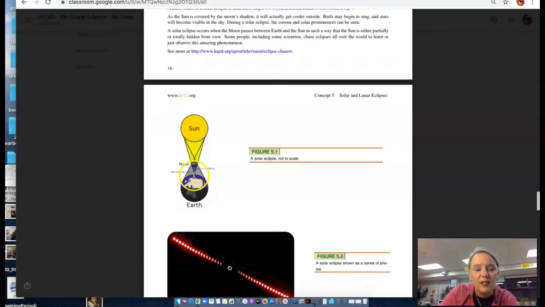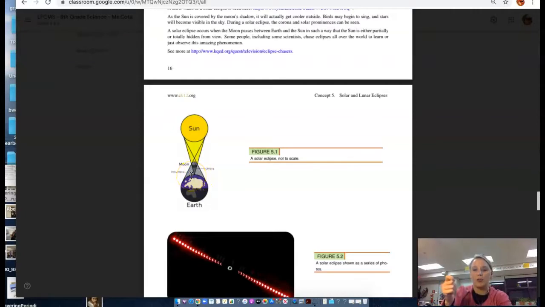This little pinpoint is the only place on Earth where you're actually going to see a total solar eclipse. If you're over here in this shadow, you're going to see a partial eclipse. But only the people on this little pinpoint, and it kind of wraps around the Earth during the movement of the eclipse, that line is called the path of totality.